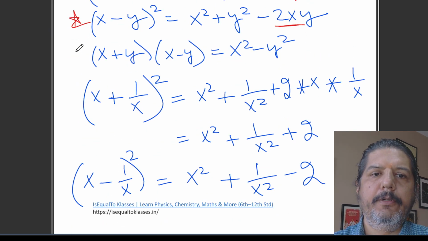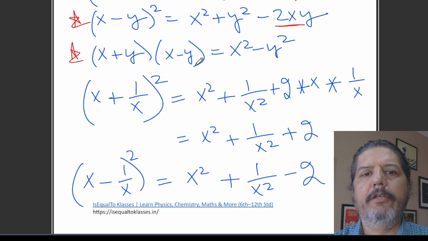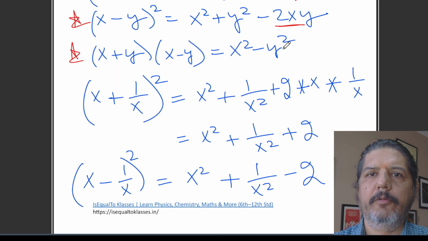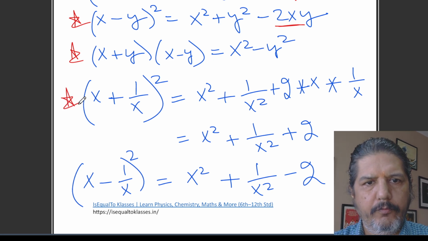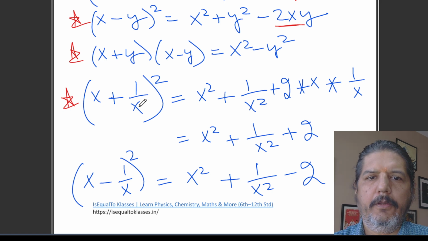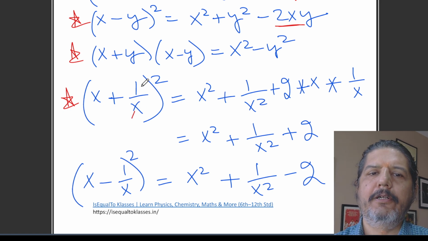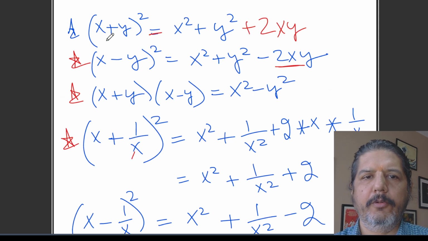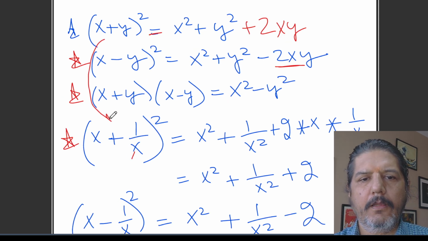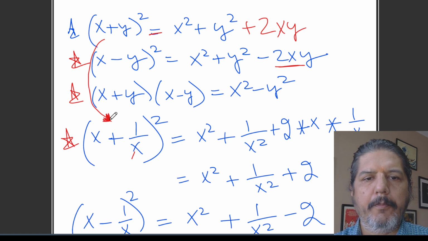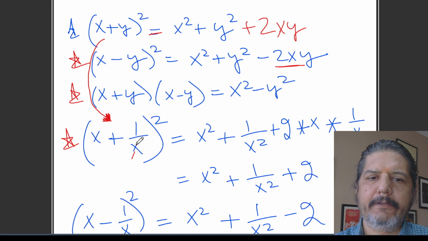Okay, third expansion, (x plus y) into (x minus y) is equal to x square minus y square. This is the third formula that you need to remember. Now this is the fourth. This is basically a result of this only, (x plus y) whole square. But my suggestion to you would be to understand how this is done.